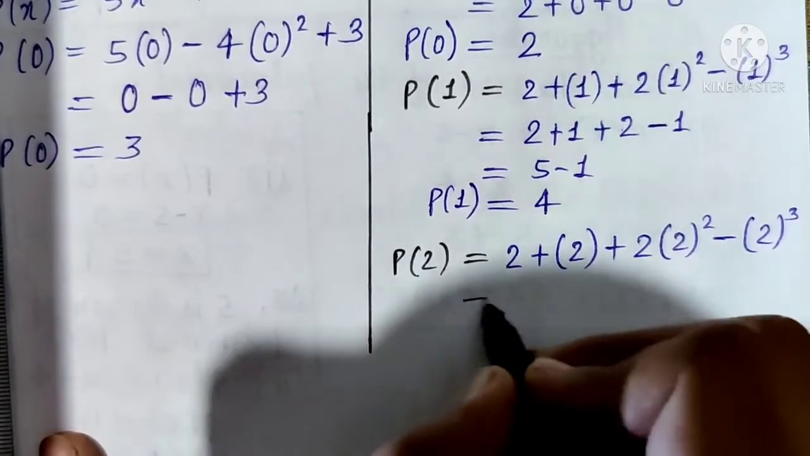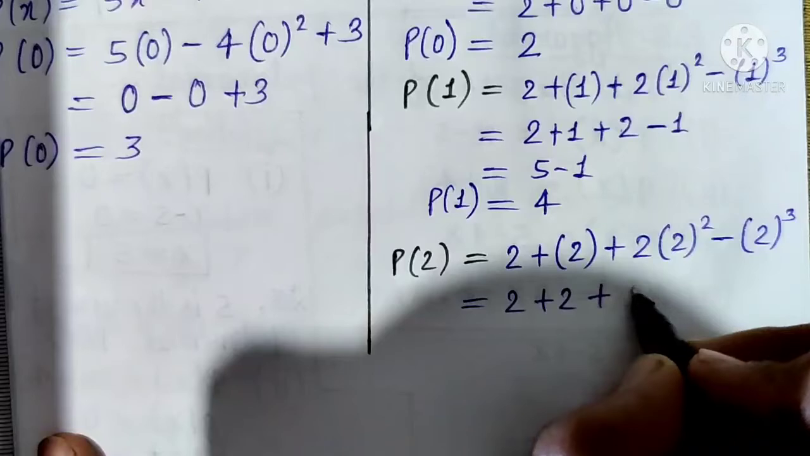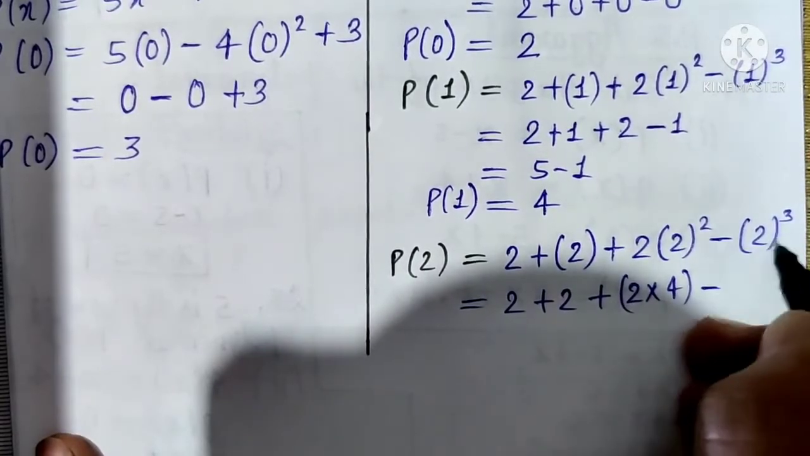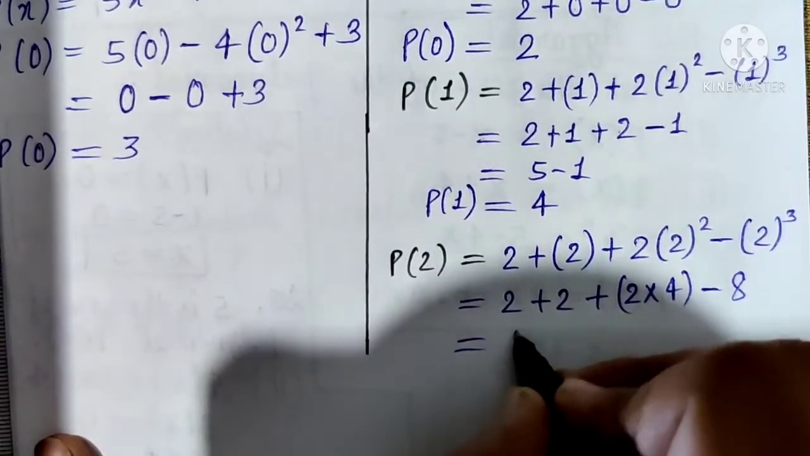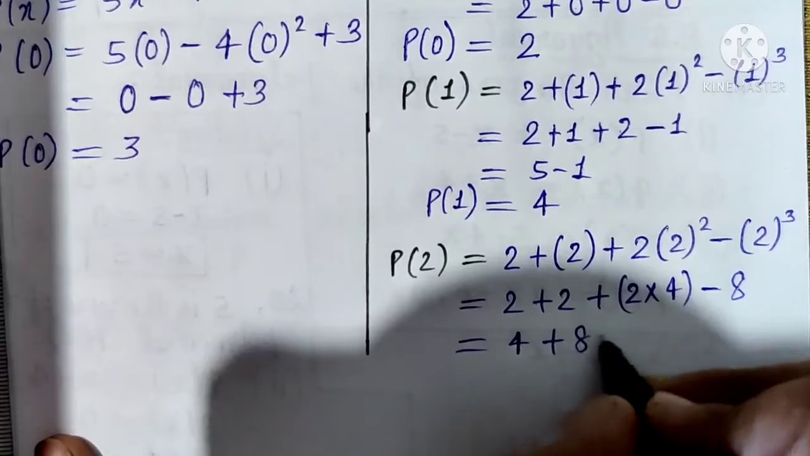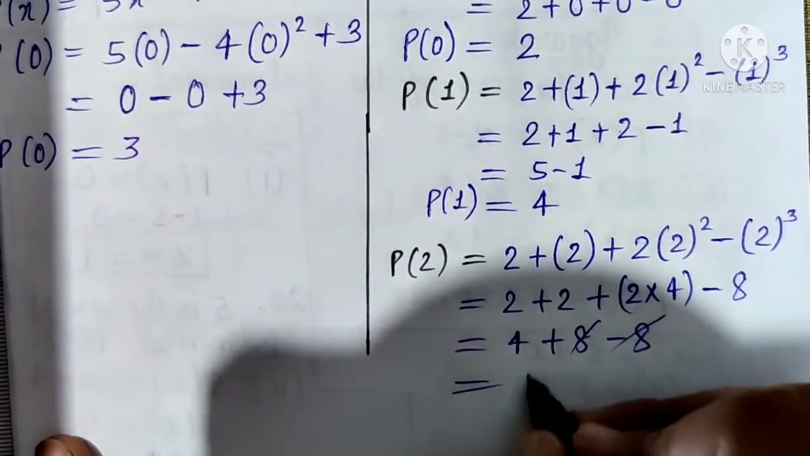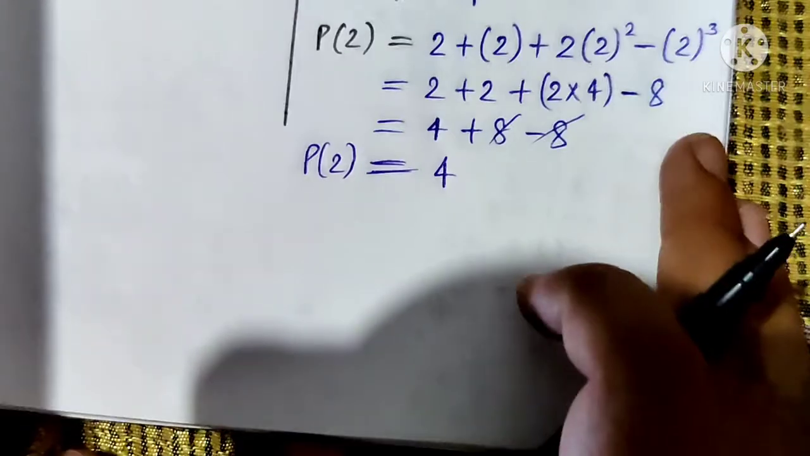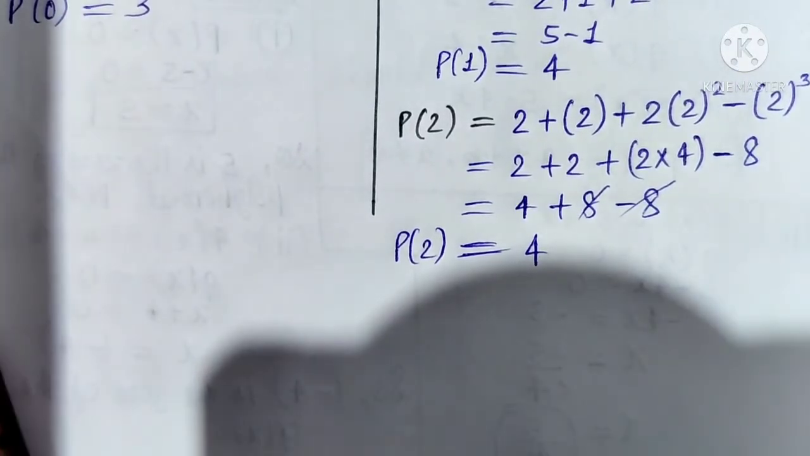As you can see, 2 plus 2 plus 2 square means 4. 2 2s are 4, so 2 into 4, minus 2 cube. 2 2s are 4, 4 2s are 8, minus 8. So 2 plus 2 is 4, plus 2 4s are 8, and minus 8. So 8 cuts 8, then what is left? 4 only. So 4 is the value of P2. The value that came when we put 2 in place of the variable is 4. So this is the answer of question 2, second part.